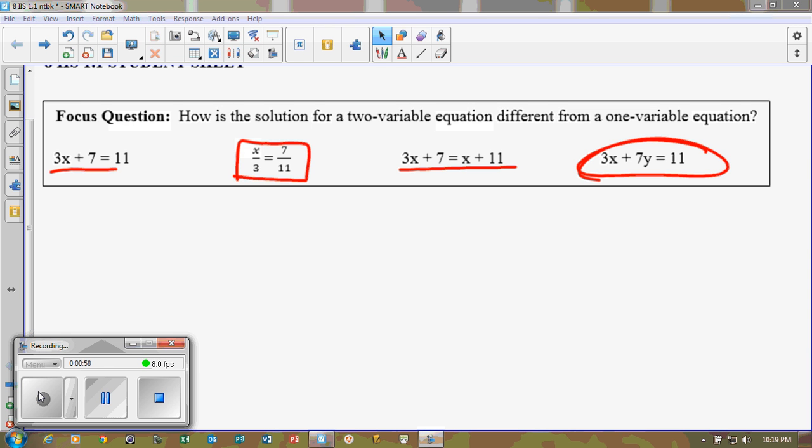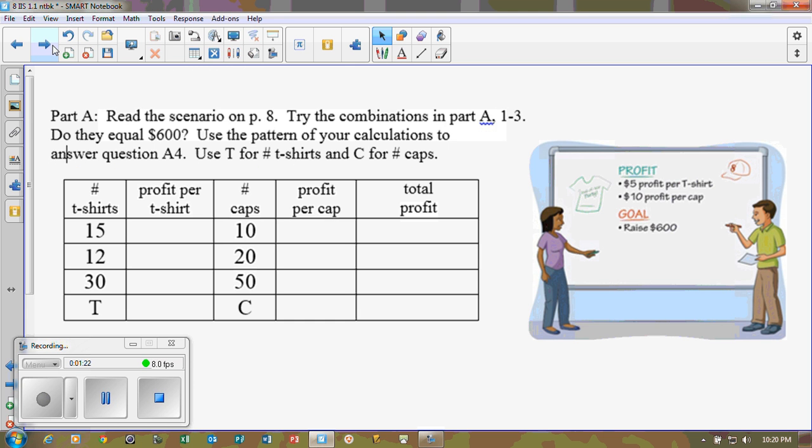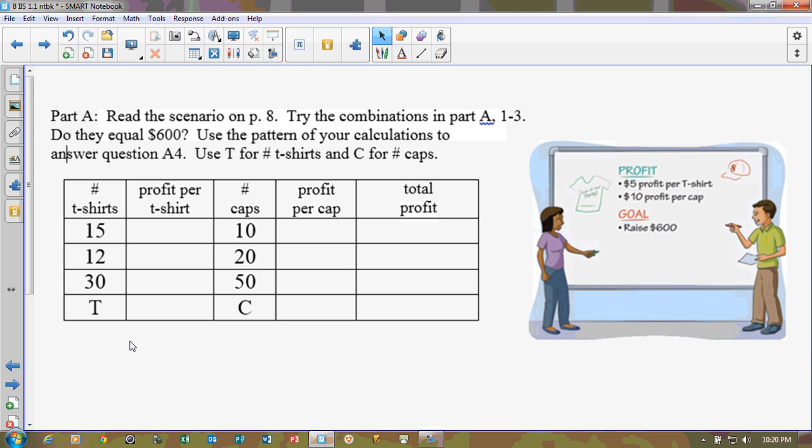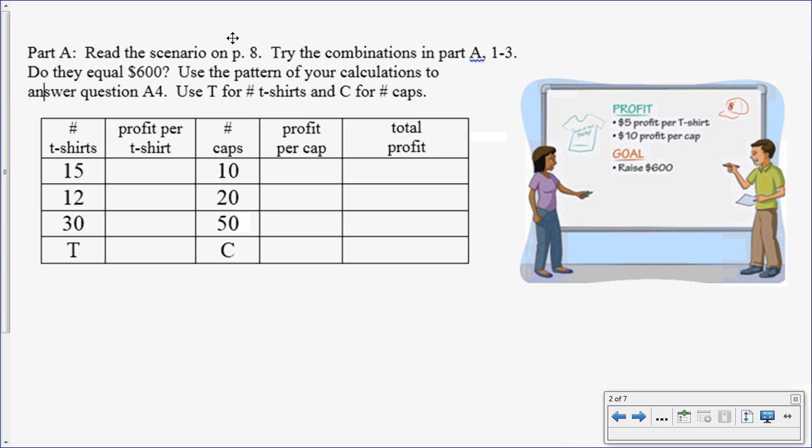All right, so the worksheet you've been given for part A says read the scenario on page 8. So open your books to page 8, and it says try the combinations in part A, 1 to 3. Do they equal 600? Use the pattern of your calculations to answer question A number 4. Use T for the number of t-shirts and C for the number of caps. So we're going to zoom over here to our board. I'm going to shrink this for a minute because we won't need this right now, and we'll make this bigger.